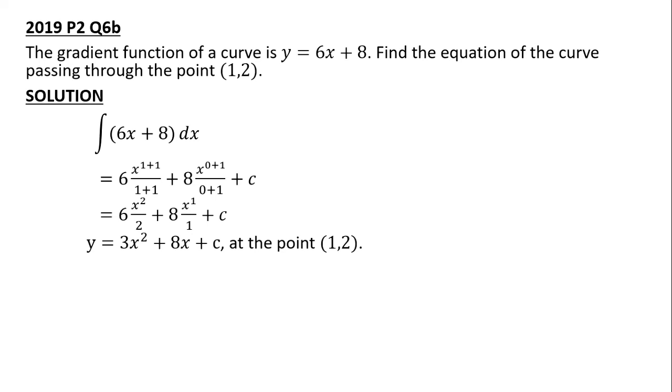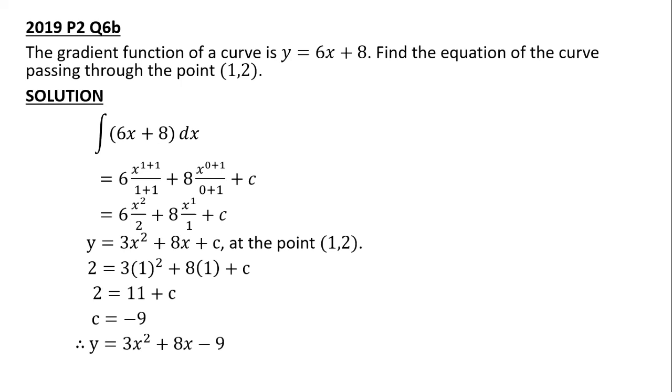At the point 1, 2, we are going to replace a 2 where there's y and a 1 where there's x, so that we solve for our constant c. So we are going to say 2 equal to 3, 1 squared plus 8 times 1 plus c, which is going to give us 3 plus 8, which is giving us 11. We'll transpose, we'll move the 11 from the right to the left. It will become a negative. 2 minus 11 will give us a negative 9. Therefore, our constant c is equal to negative 9.